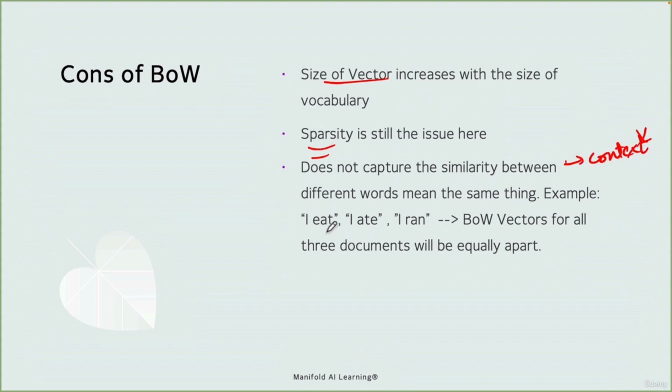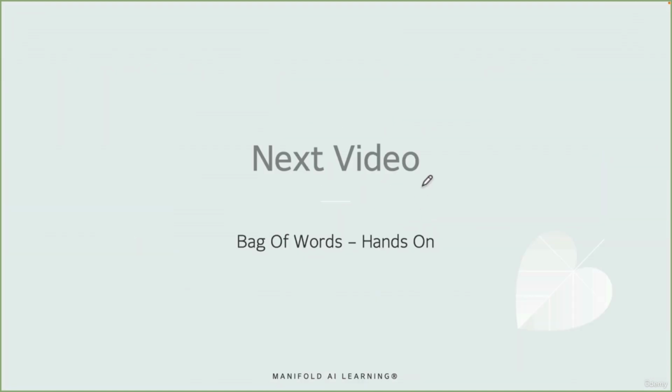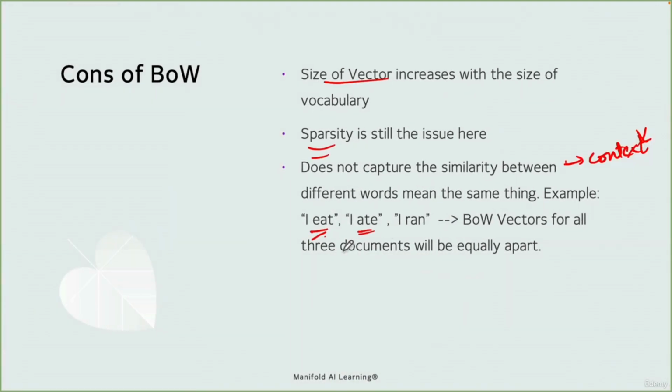For example, if I have sentences like I ate, I eat, I ran, then ate and eat are obviously similar. But when I have a vector representation, it will not be able to represent it in that format. And when you look into the similarity between eat and ran, both will have the equal distance. That means the distance between eat and ran and between eat and ate will be the same. It will not be able to capture the context in which the words are being used. Hence, we cannot find the relationship between the words when we are working with this bag of words approach.